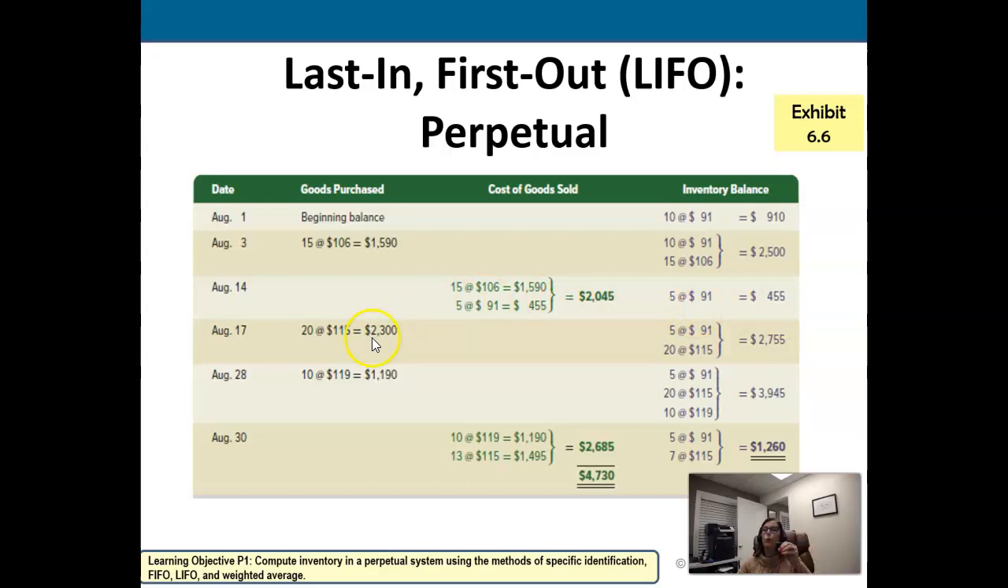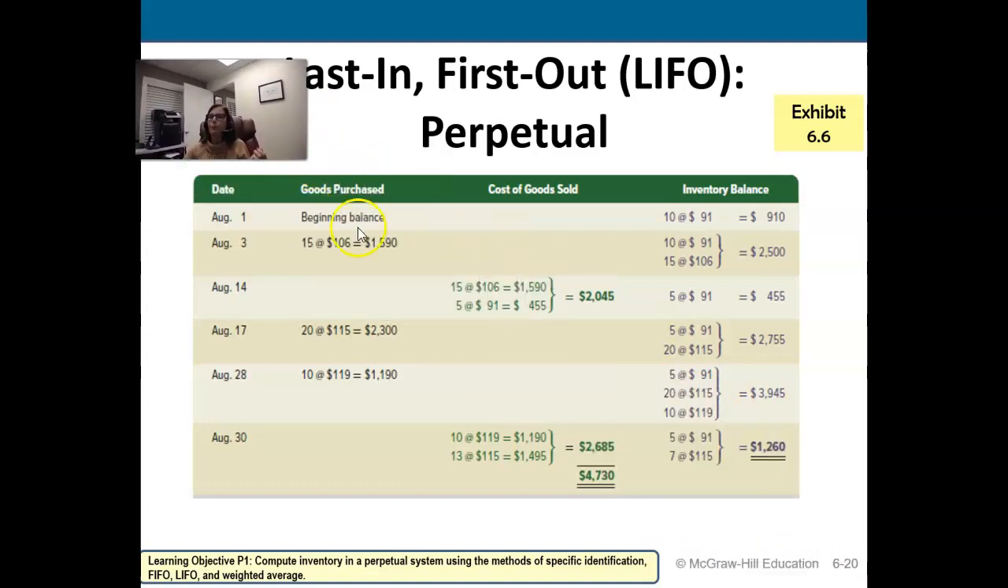We have 2 more purchases that we undertake, and we're here on August 28th. We've got 3 layers of items in our inventory, but the composition of those has now changed from the last example because we started selling from the ending items first in this example. So now we get to the August 30th sale.